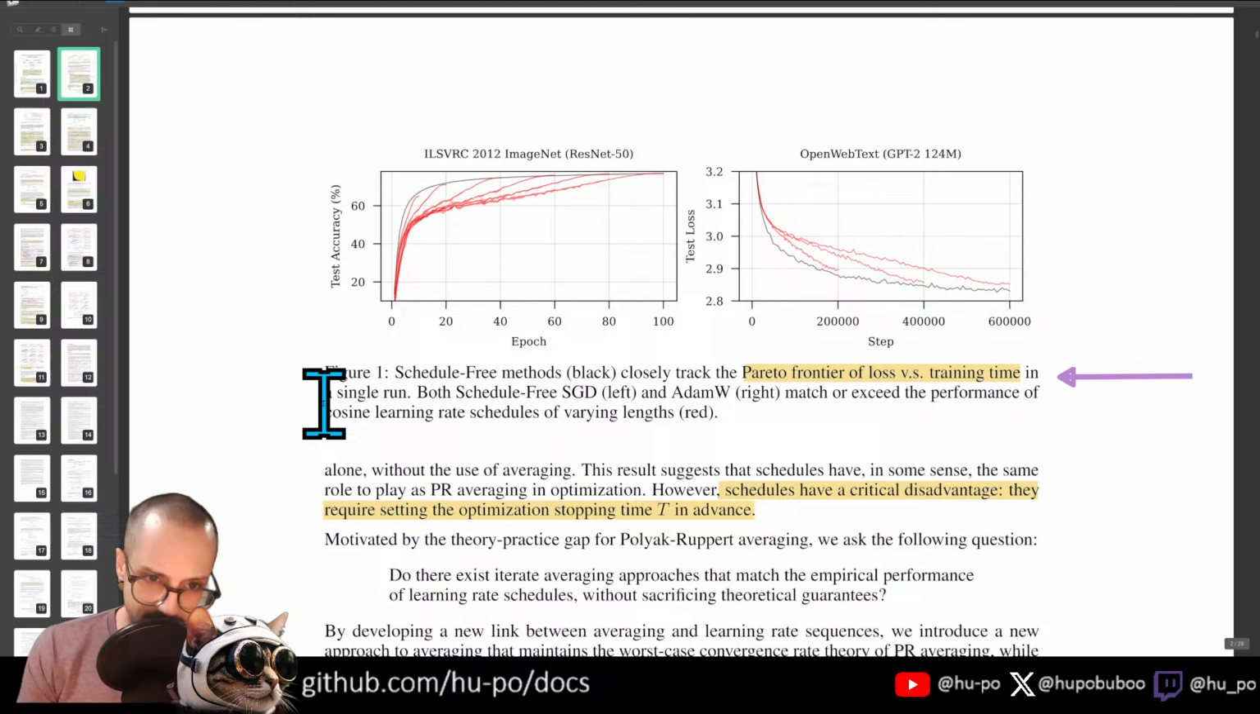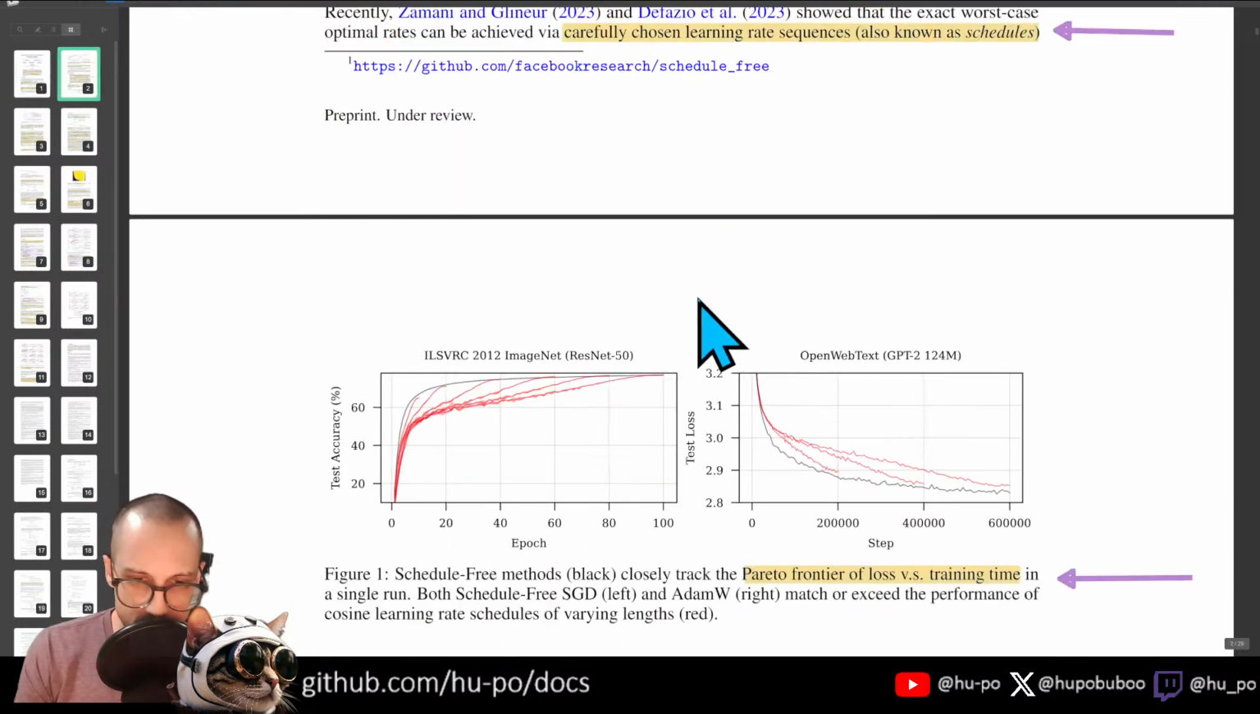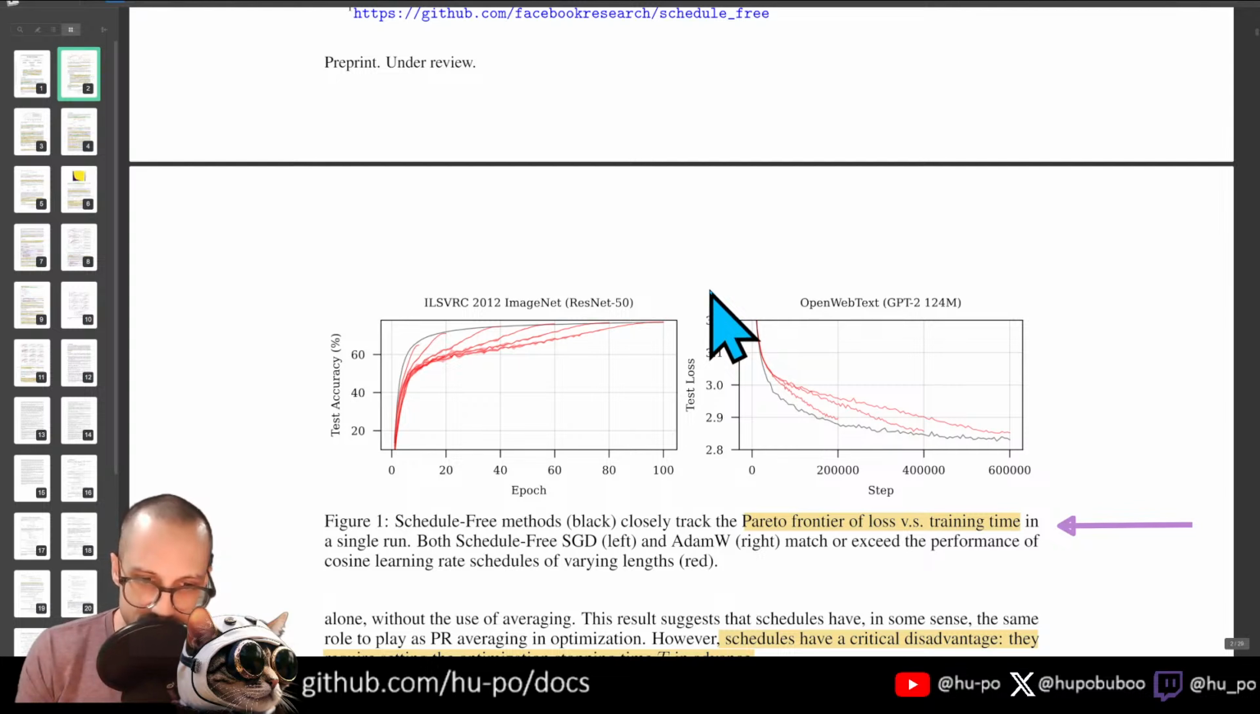Okay. Figure 1 here. So in the first figure of a paper, usually they're trying to give you all of the results all at once. So in this, they're kind of showing you the same kind of plot here.